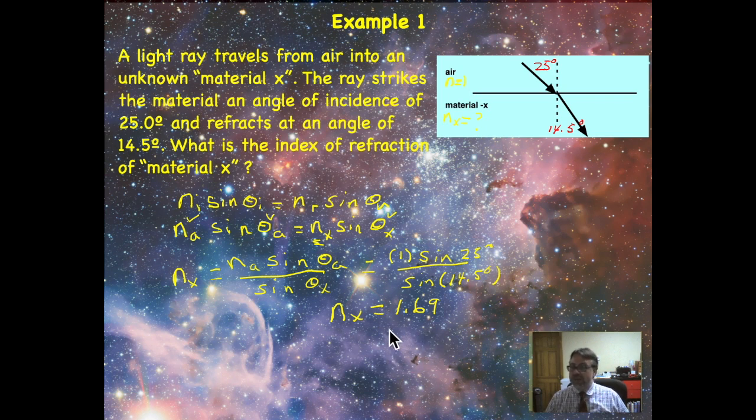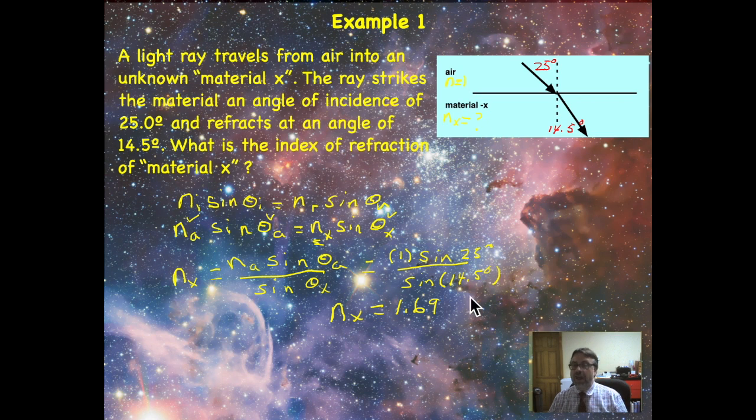First off, look at my index. Remember, this always has to be a number greater than or equal to 1. And so 1.69 means this is an index greater than 1. This indicates the speed of light is less than 3 times 10 to the 8th. So that makes sense. Now, if you end up with an answer that doesn't make sense, there are 2 possibilities. One, you might have mixed up the angles. That is, you might have put the 14.5 degrees with the air and the 25 in material X. That's one of the reasons why I changed my subscripts, to help keep that from happening.